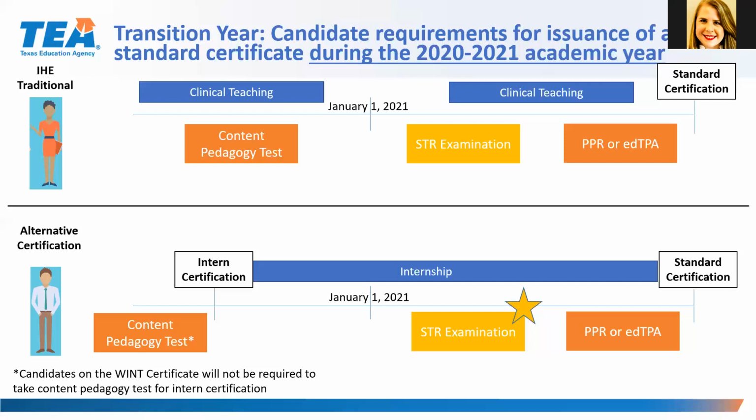Finally, traditional IHE and alternative certification candidates who complete all certification requirements prior to December 31st, 2020, but were not issued a standard certificate prior to that deadline, will be required to pass the Science of Teaching Reading exam for issuance of their standard certificate.